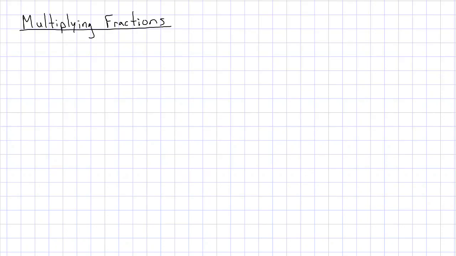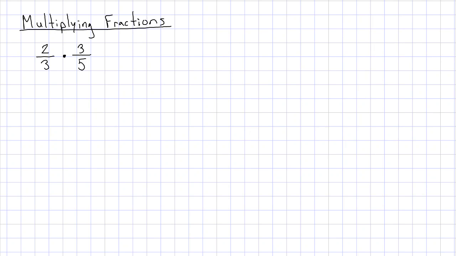Hello. So here we're going to talk about how to multiply fractions together. So let's consider 2/3 times, let's do 2/5. Or maybe we should do 3/5 so that we just have a little bit different numbers.